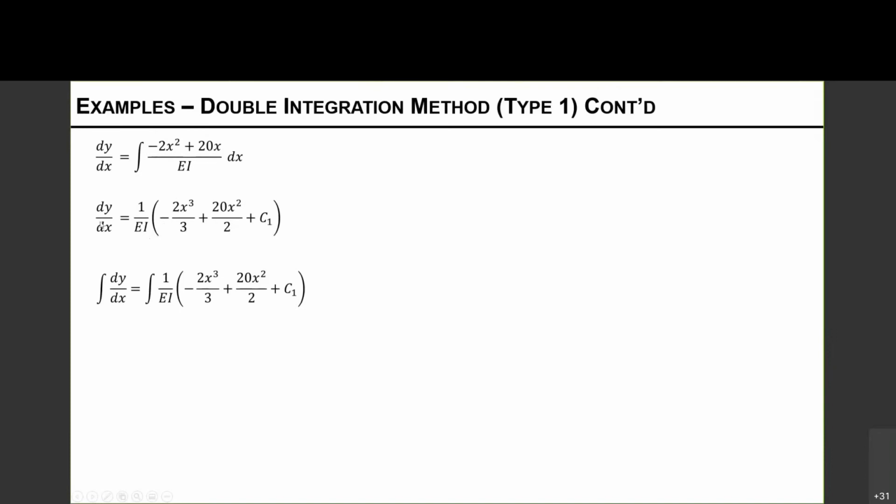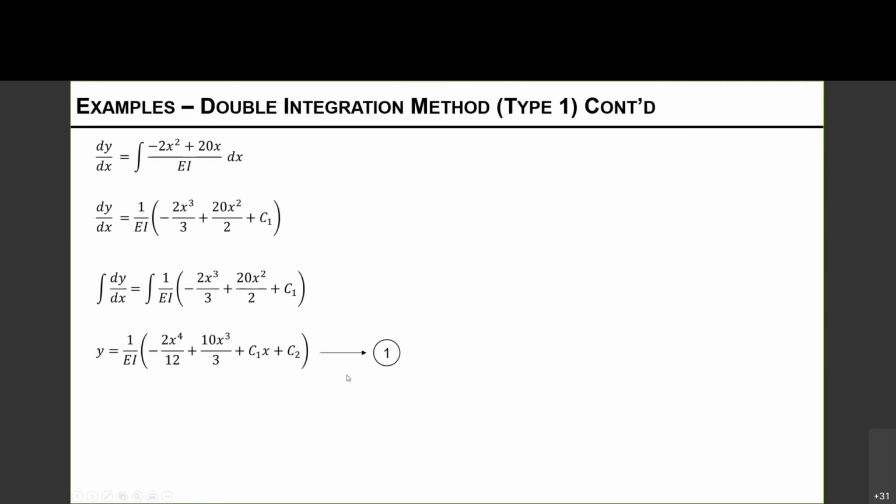So I'm doing the integration of dy over dx equals the integration of 1 over EI, same thing over here, okay? I do the integration. So the integration of dy over dx with respect to x will give me y, okay? Again, 1 over EI is constant, so I put it outside of the brackets, and then I perform the integration for these three terms.